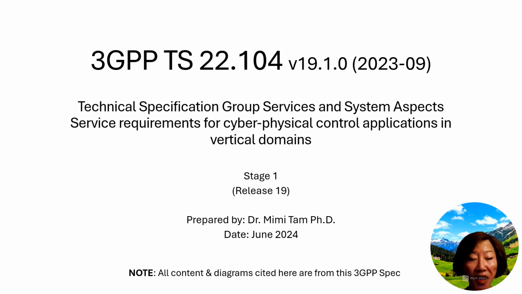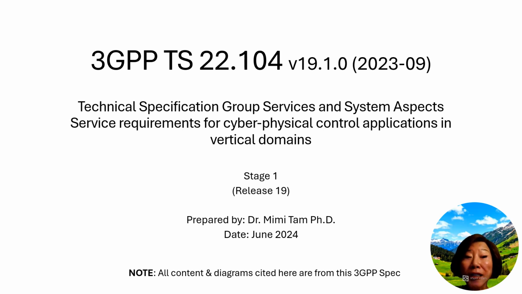This particular specification is from 3GPP, titled 3GPP Technical Specification 22.104, and is part of the 5G system standards. It's crucial to understand that this is a stage 1 document, meaning it defines the service requirements from a user's perspective. These requirements will guide the development of stage 2 for architecture and stage 3 for protocol specifications.